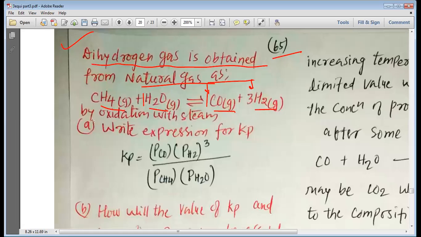Now what do we need to do? By oxidation with the steam, write the expression for Kp. So we know that for Kp we write the partial pressure of products raised to the power of their equilibrium coefficients. So the partial pressure of carbon monoxide multiplied by the partial pressure of hydrogen gas to the power 3, divided by the partial pressure of methane multiplied by the partial pressure of water.